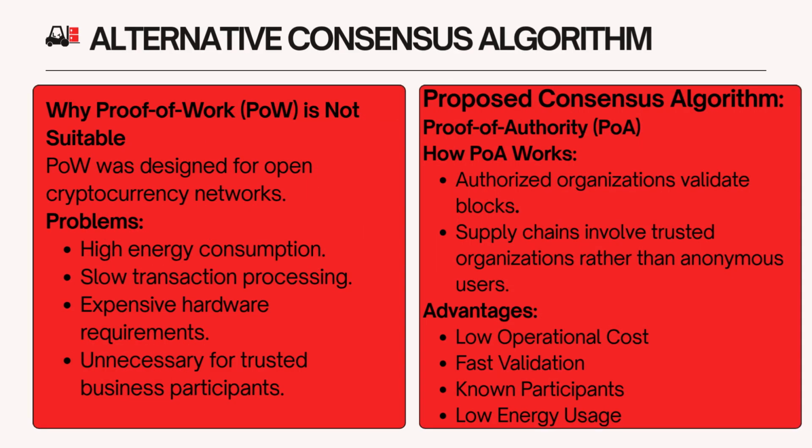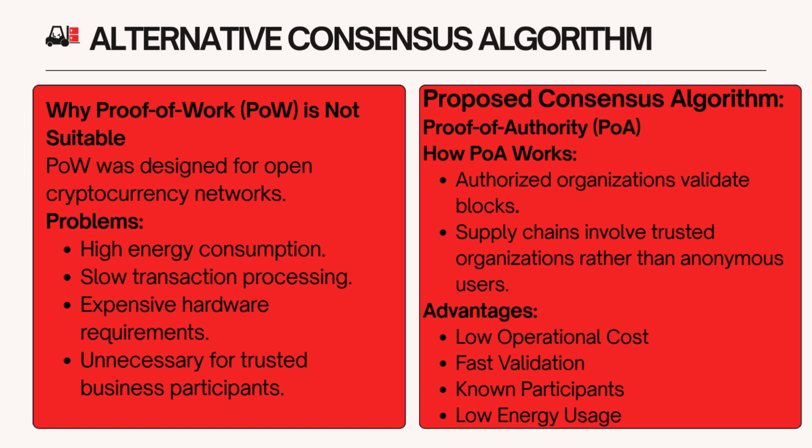It is set in stone. Now, when implementing a blockchain, choosing the right consensus mechanism is critical. Many people immediately think of proof of work, the algorithm used by Bitcoin. However, proof of work is entirely unsuitable for enterprise supply chains. It is designed for open, anonymous cryptocurrency networks. It suffers from extremely high energy consumption, slow transaction processing speeds, and requires highly expensive hardware. In a supply chain where we already know who the business participants are, proof of work is an unnecessary waste of resources. Instead, I propose using the proof of authority consensus algorithm.